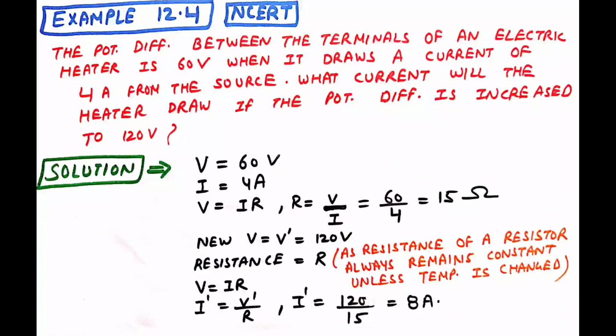So now the new potential difference, let us take it to be V dash, is 120 volts as it is given in the question. But the resistance remains the same, as resistance doesn't change unless temperature changes or length or area of cross section changes, which hasn't in this question. So now let us apply Ohm's law again. V is equal to IR. So I dash is equal to V dash upon R. So I dash is equal to 120 divided by 15, that is 8 amperes. Hope you have understood this question.